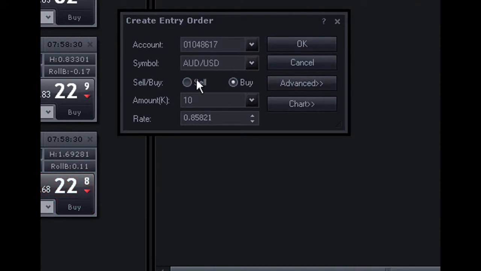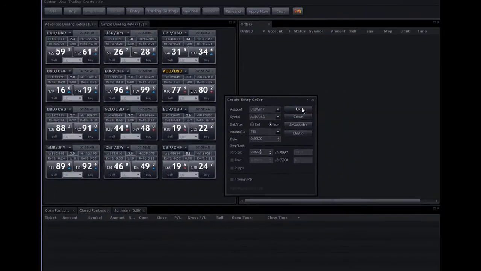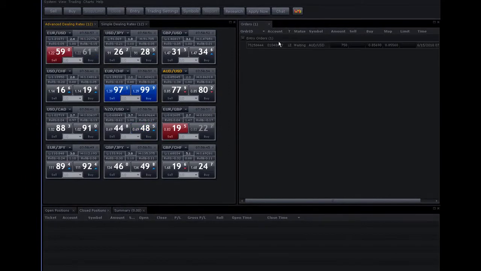The symbol is Australian dollar against US dollar. We want to buy, because we're going long, 750,000 currency units. The rate that we want to buy is 0.8569. Then we click on advanced and we want a stop in place at 0.8556. And we click OK. And our order is going to be here waiting.